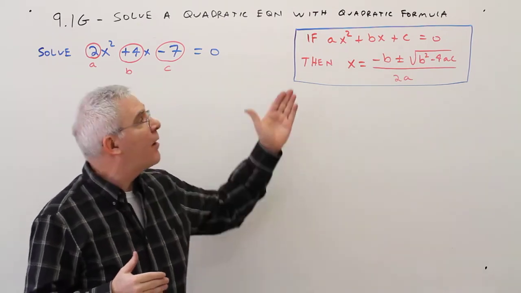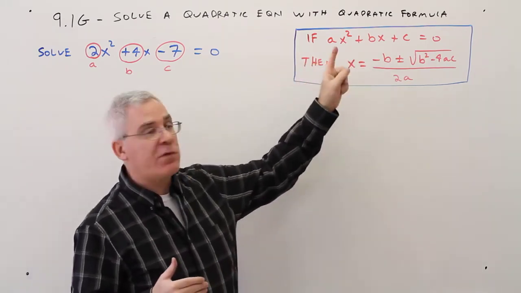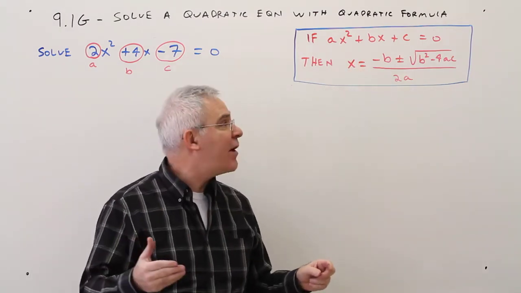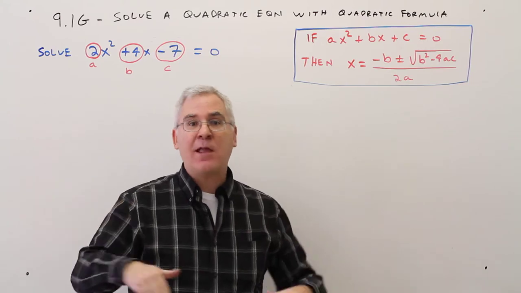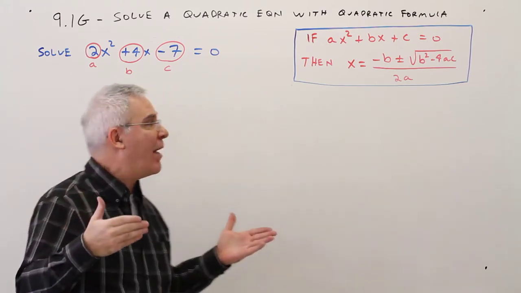Here's the formula. If ax squared plus bx plus c equals 0, then x equals the opposite of b, plus or minus the square root of b squared minus 4ac all over 2a. There's a song if you need to sing it to remember it, but hopefully you can have that memorized.